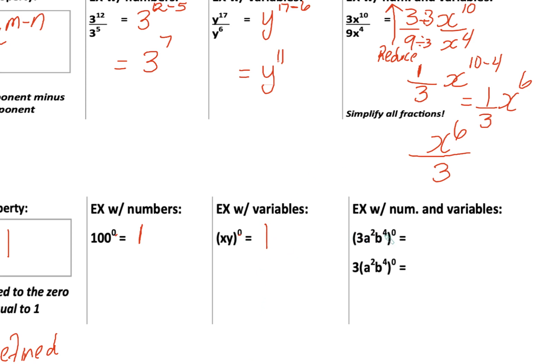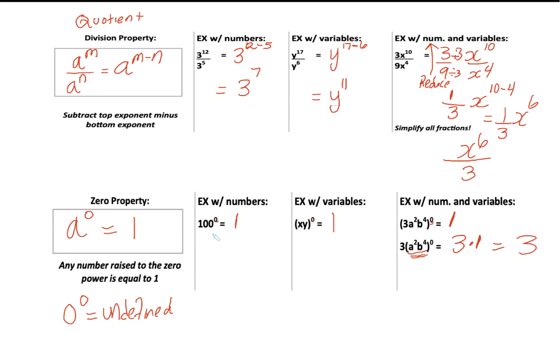Same thing here. Notice all of these are inside the parentheses and there's your 0 on the outside, which means your answer is 1. Now, when I look at this example here, I notice that the 0 is only with who's inside the parentheses, which is this, but not the 3. So I'm going to keep the 3, and then the a squared, b to the 4th, which is all raised to 0, is 1. So my answer is just 3. 3 times 1 is 3. So with the 0 property, always check to see who is raised to the 0 power.